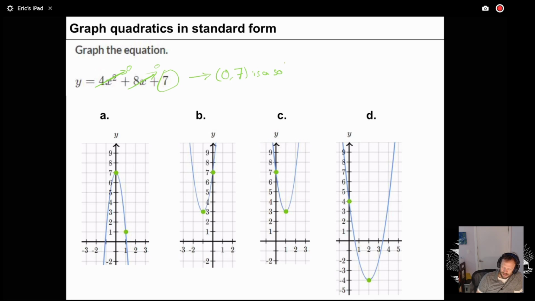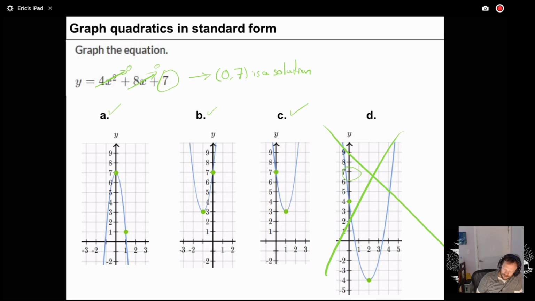which means it's on the graph. So we look at A, and yes, that has (0, 7) right there. B, (0, 7) is on there. C, (0, 7). D does not have (0, 7), no point, so we can eliminate D without doing any real calculation.